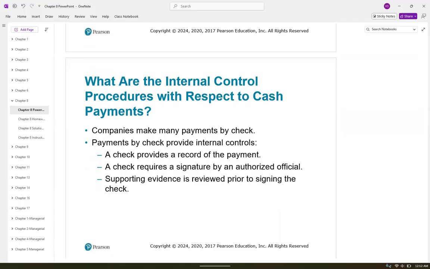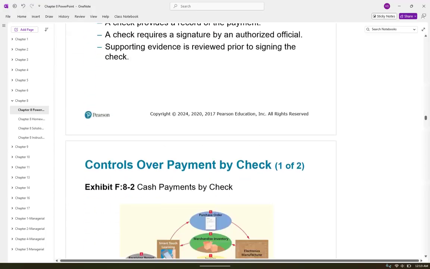Okay. Companies make a lot of payments by check because it is a good internal control, going both ways, receiving checks, writing checks. The check provides a record of the payment. It's going to have a signature on it by an authorized official. There will be some supporting evidence that is reviewed prior to signing the check.